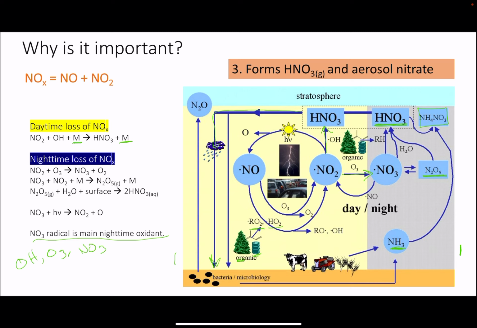Okay, so that's the loss processes. And then, of course, the fate of NOx ultimately is to become nitrates. And when we get to the lecture on the sulfur nitrate ammonium system and the lecture on aerosols, we'll talk a little bit more about the fate of this aerosol nitrate.